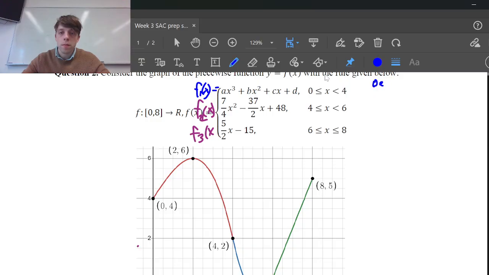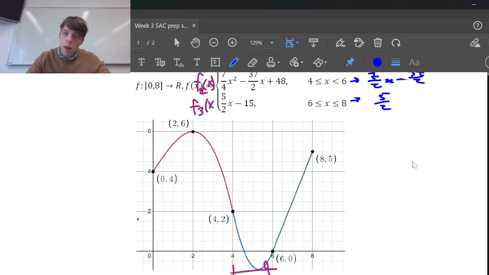The derivatives, put them in this column over here. So we want to find the derivative of the second one. That's going to be, the 2 is going to come out here, it's going to cancel out with the 4, and we'll just be left with 7 over 2 times x, and we have minus 37 over 2. And then the derivative of this third function here is going to be simply, if we look at this one here, we're going to reduce that power of x by 1, and we're just going to be left with 5 over 2. So that's a constant derivative for that third function there.